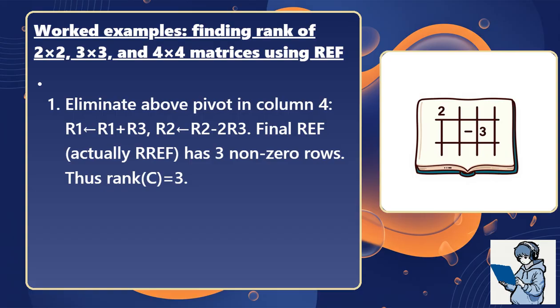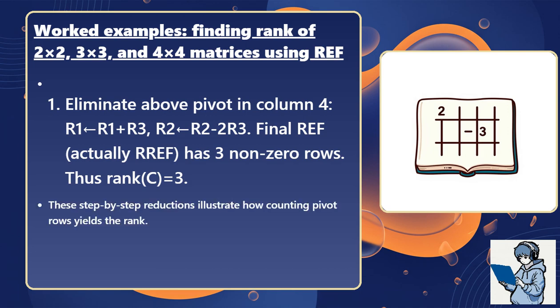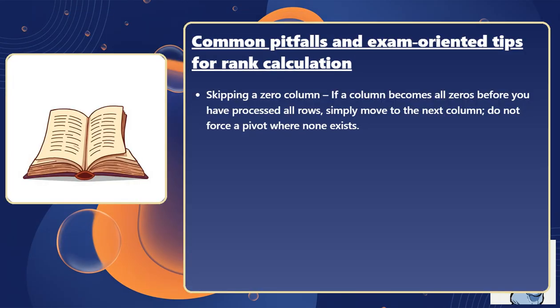The final row echelon form, actually reduced row echelon form, has 3 non-zero rows. Therefore, rank of matrix C equals 3. These step-by-step reductions illustrate how counting pivot rows yields the rank. Skipping a zero column: if a column becomes all zeros before you have processed all rows, simply move to the next column. Do not force a pivot where none exists.